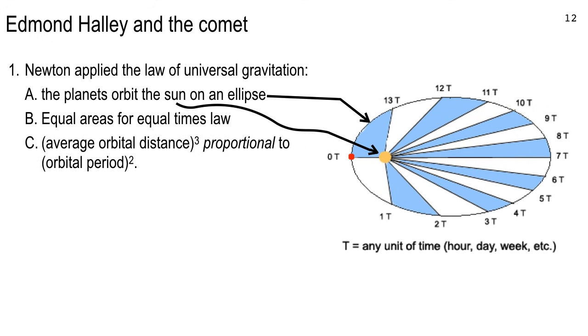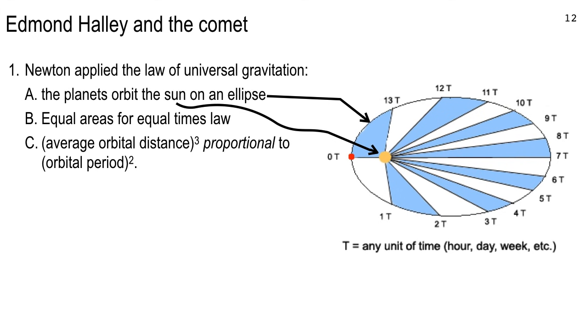Now, the third law. Kepler discovered three laws of planetary motion. Newton has three laws of universal motion, and Kepler discovered three laws of planetary motion. He was looking at the planets: Mars, Jupiter, Saturn, Venus, Mercury, and Earth. And he said that the average orbital distance, if you take it to the third power, always forms the same proportion with the square of the orbital period.